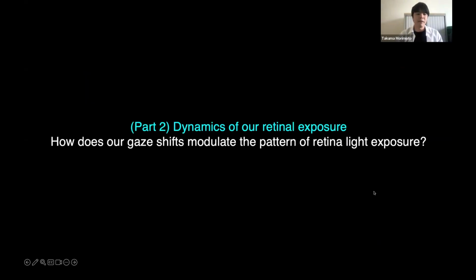Okay, so let me move on to the second part of the talk, which concerns our sampling behavior and the spectral diet, the dynamics of our retinal exposure, and how gaze shifts modulate the pattern of visual inputs to our visual system.